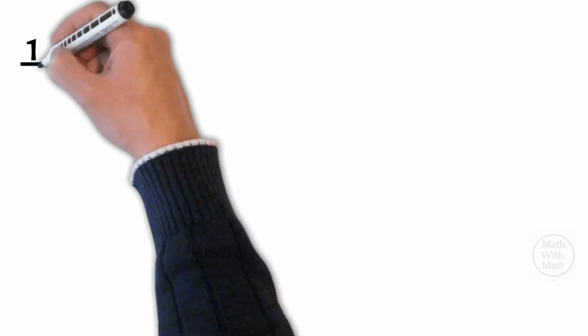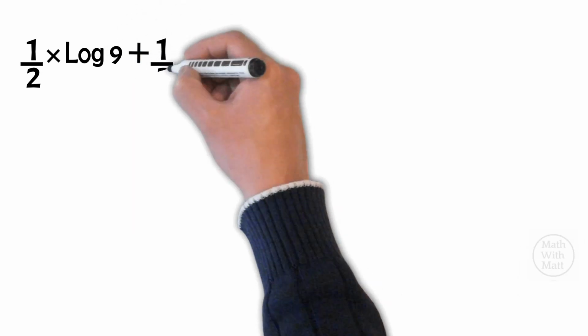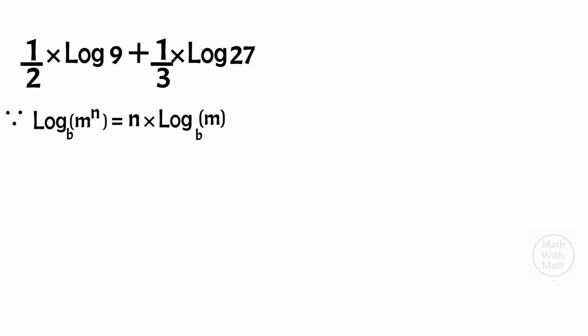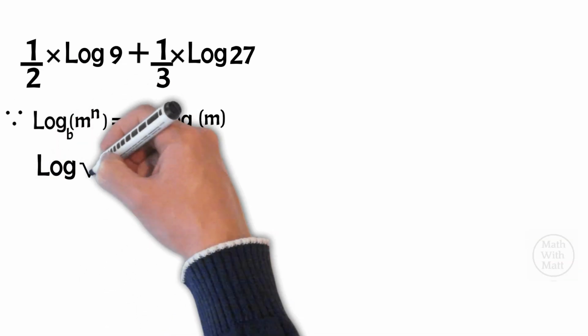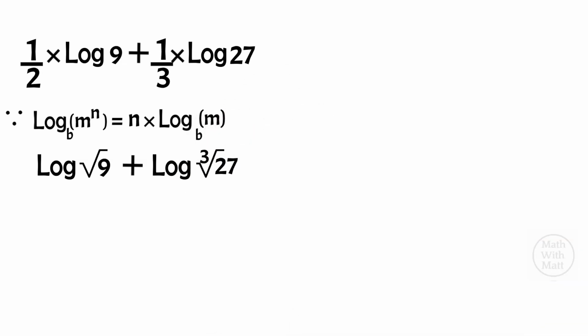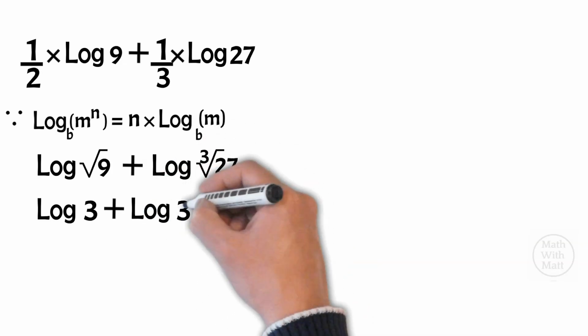On to the next one. We have 1/2 multiplied by 2 log of 9 plus 1/3 multiplied by 2 log of 27. Here we use log of power to get log of root 9 plus log of cube root of 27. Root 9 is 3, and cube root of 27 is 3.